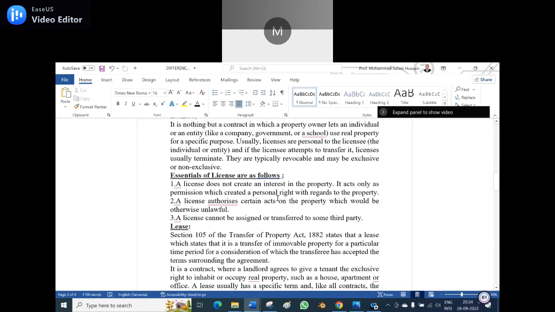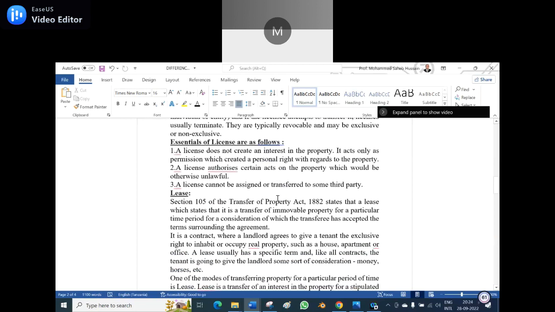Then the essentials of the license are as follows. A license does not create an interest in the property. It acts only as a permission which creates a personal right with regard to the property. You are not the owner of the property. You can only enjoy the premises for a certain time. A license authorizes certain acts on the property which would be otherwise unlawful. For instance, you purchase a ticket for enjoying the movie.